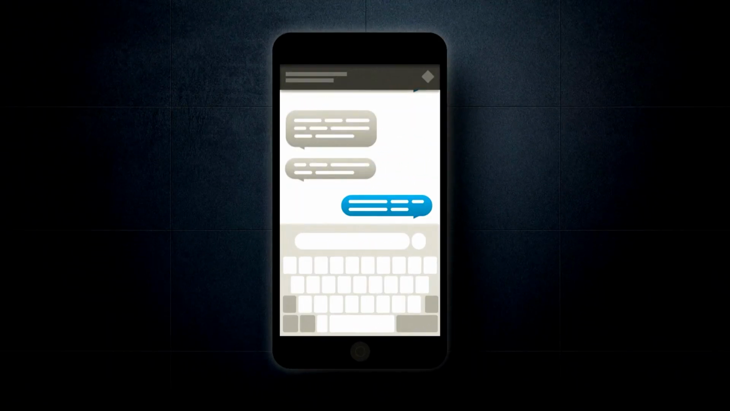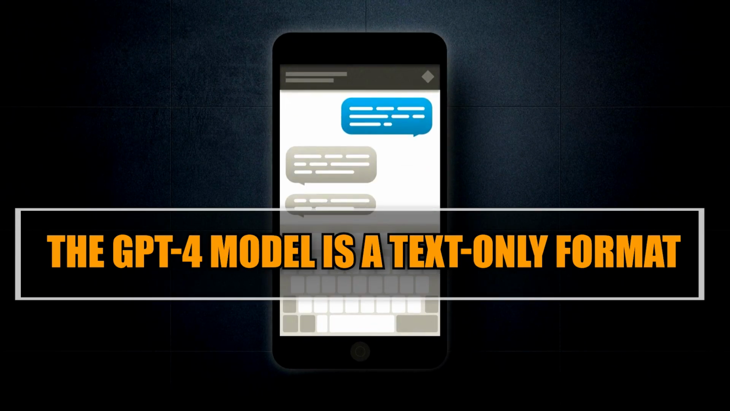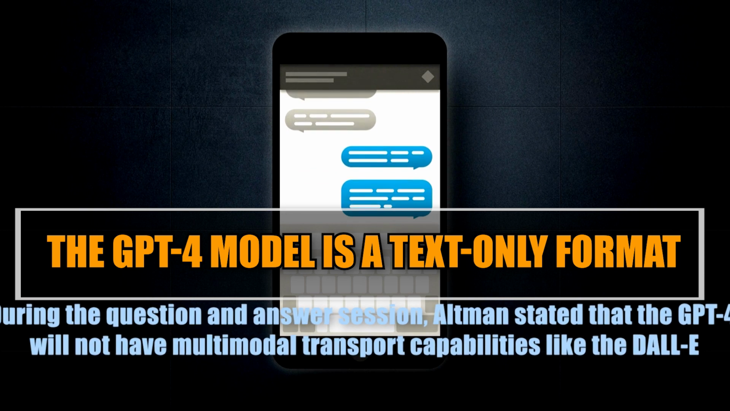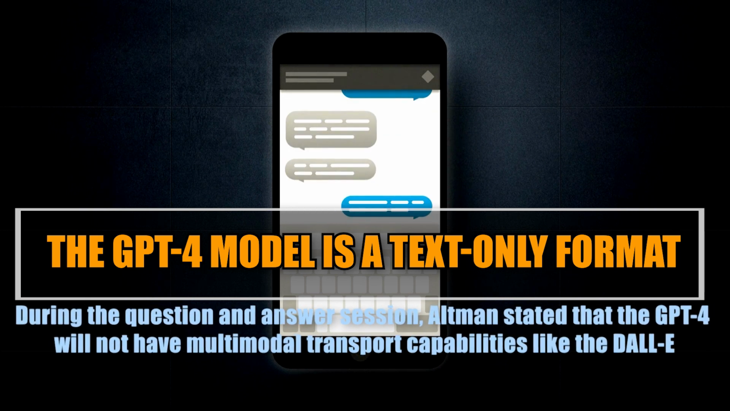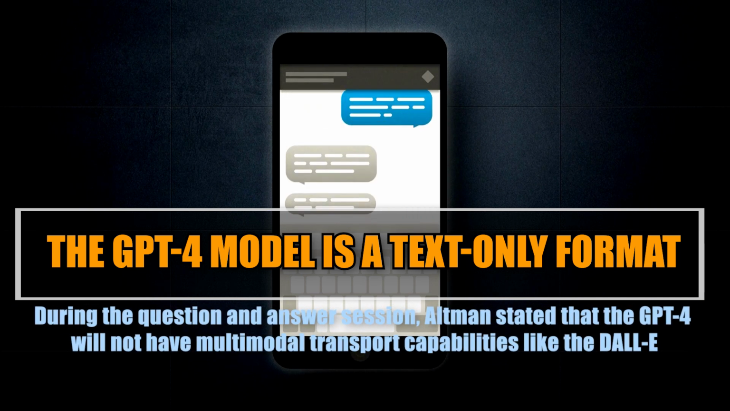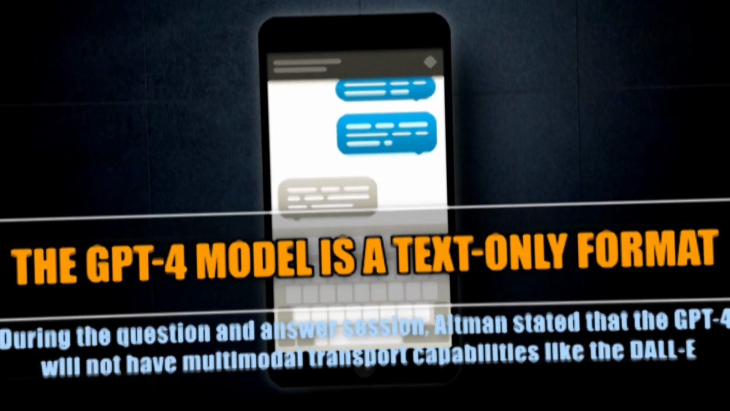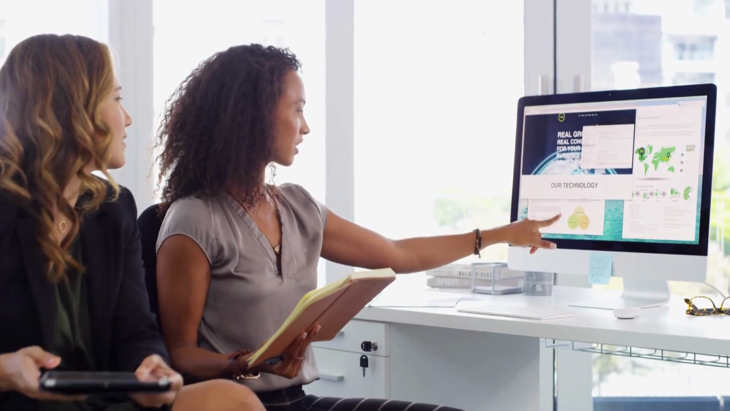In addition to this, the GPT-4 model is a text-only format. During the question and answer session, Altman stated that GPT-4 will not have multimodal capabilities like DALL-E. This model will only consist of text.